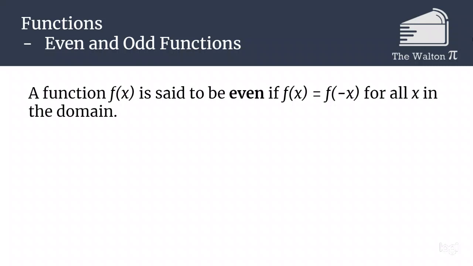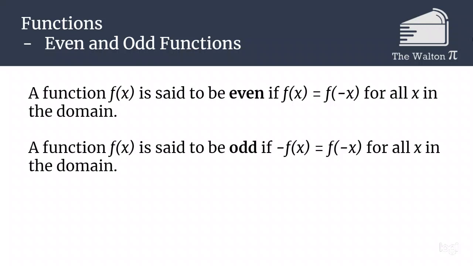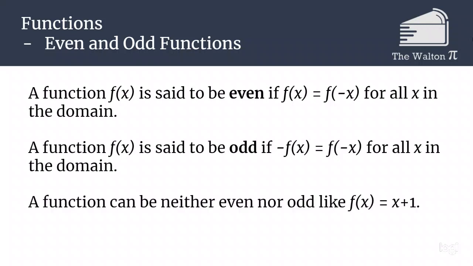There are also some classifications of types of functions. So we say a function is even if f of x is equal to f of negative x for all x's in the domain. And a function is said to be odd if negative f of x is equal to f of negative x. It is possible for a function to be neither even nor odd, such as f of x equals x plus 1. If we plug in negative x, that does not equal the same as if we were to plug in positive x. For example, f of 2 is 3, but f of negative 2 is negative 1. So it does not satisfy the requirements to be even, nor for it to be odd.